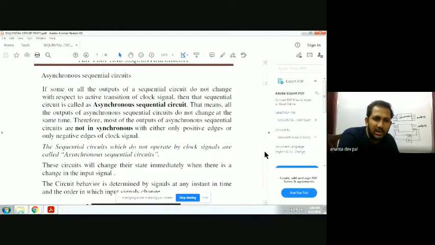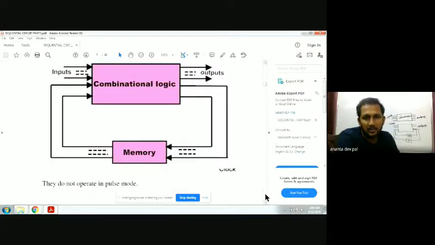In an asynchronous sequential circuit, if some or all of the outputs of the sequential circuit do not change with respect to the active transition of the clock signal, then it is known as asynchronous. আমরা দেখতে পাচ্ছি যে আমরা সব আউটপুটকে একসাথে চেঞ্জ করতে পারছি না, কিছু আউটপুট চেঞ্জ হবে, কিছু আউটপুট চেঞ্জ হবে না. This circuit changes its state immediately when there is a change in the input signal. This is the concept of an asynchronous sequential circuit.